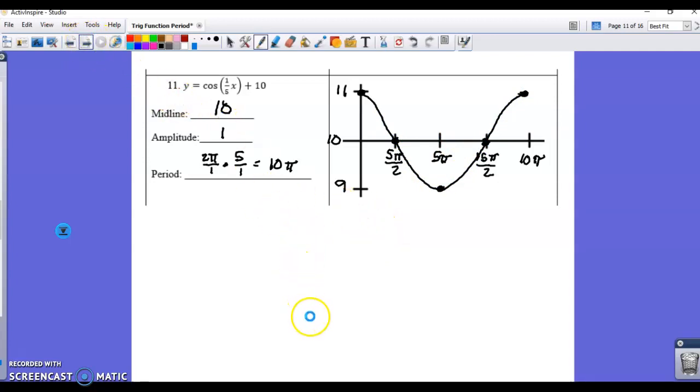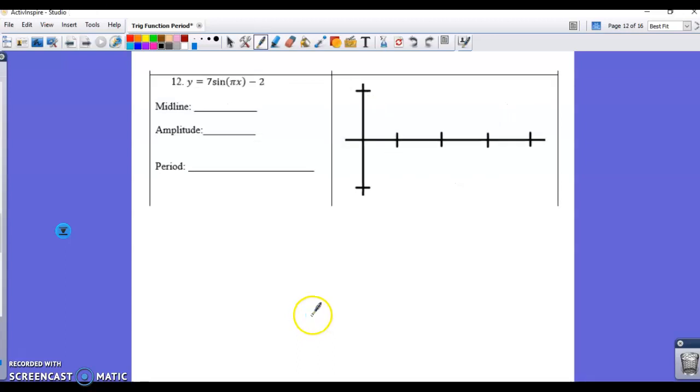Number 12. Midline, -2. Amplitude is 7. So if -2 is the middle, when you add 7, you'd be at +5. You subtract 7, you're at -9.